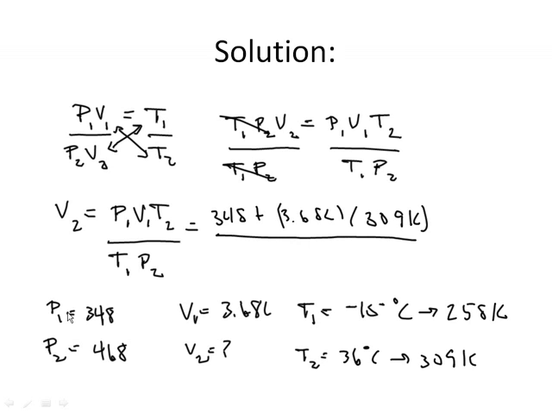And then T1 is 258 Kelvin. And P2 is 468 torr. Okay, so 348 times 3.68 times 309 divided by 258 divided by 468. I get 3.277, and I need 3 sig figs in my answer, so 3.28 liters.